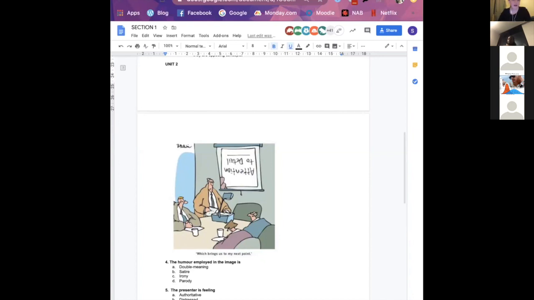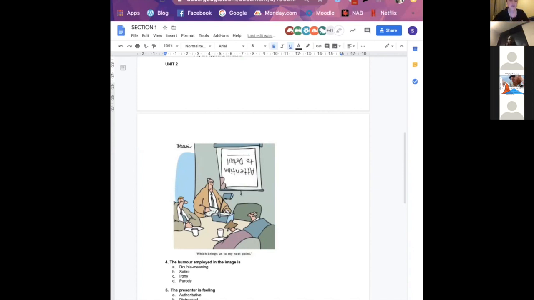So currently, the humor in this image is irony, because obviously the presenter is trying to give a presentation on the importance of paying attention to detail, but hasn't paid enough attention to detail to ensure that he's put his piece of paper up the right way in the projector. So hopefully that was a point that you guys were all able to get to.